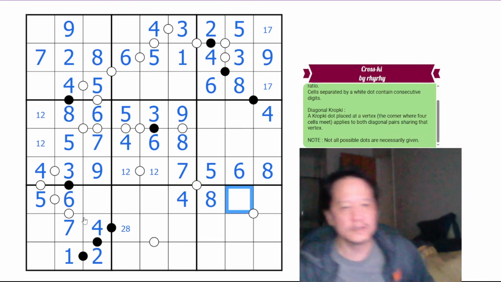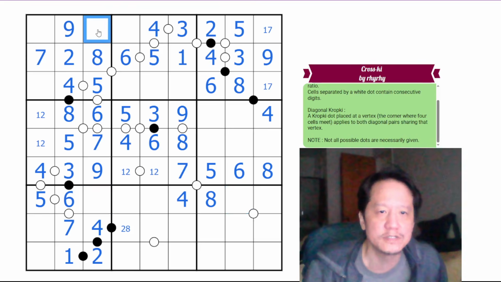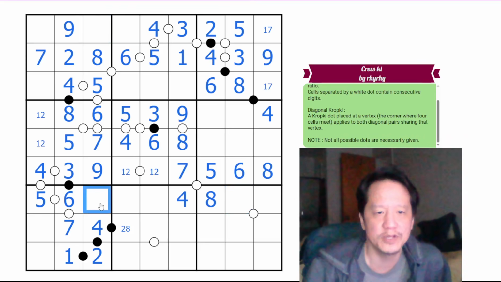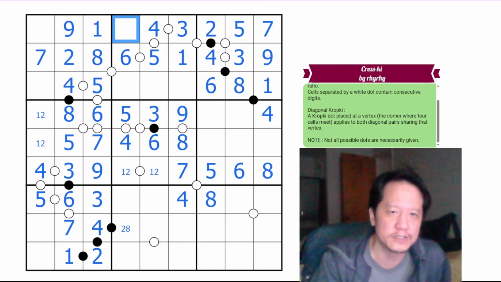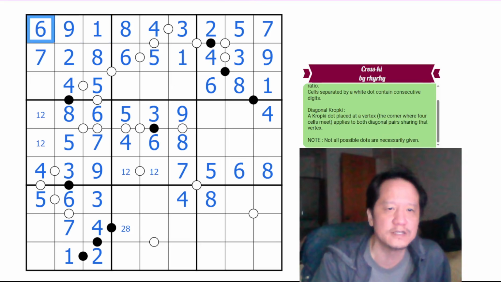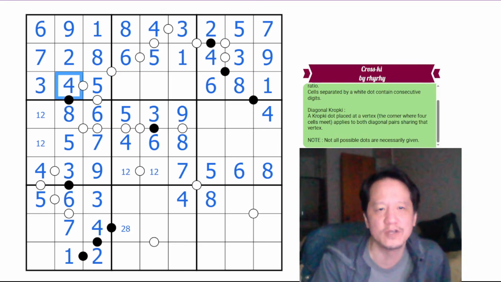Let's see. Remaining digits in column 3 are 3 and 1. 1 can't be here because of the 1 in the box, so this is 3. This must be 1. 1 eliminates 1 here in the row, so it's 7 and 1. That leaves the remaining digits as 6 and 8. This can't be 6 because of the 6 in the box, so that's 8 and 6. Which leaves this as a 3 in this upper left-hand box.